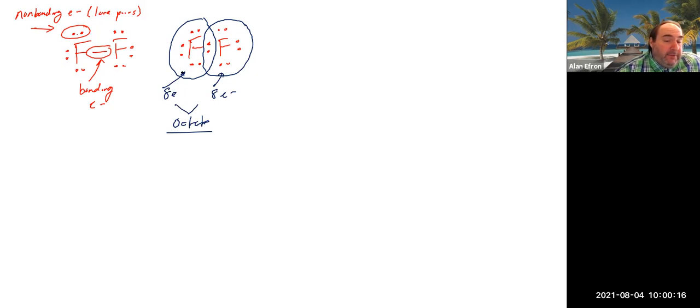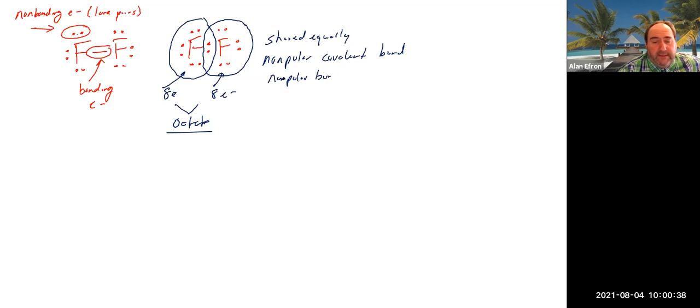Remember that in this particular case, because they are both fluorine, we would expect these electrons to be shared equally. And this would be what is considered a nonpolar covalent bond, or just simply a nonpolar bond that most people would call it. And that's not always the case, right?